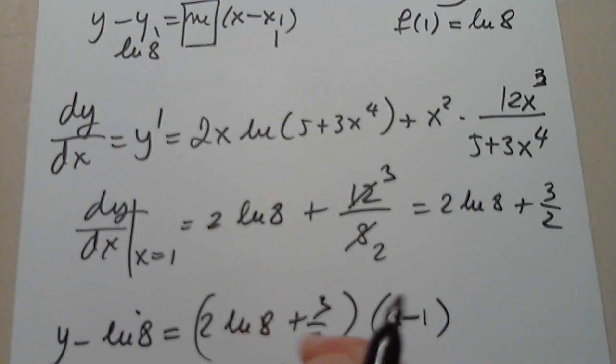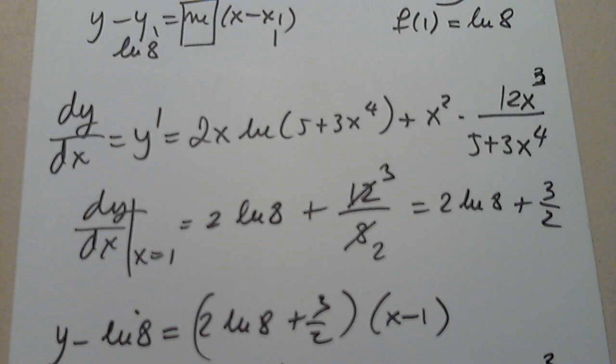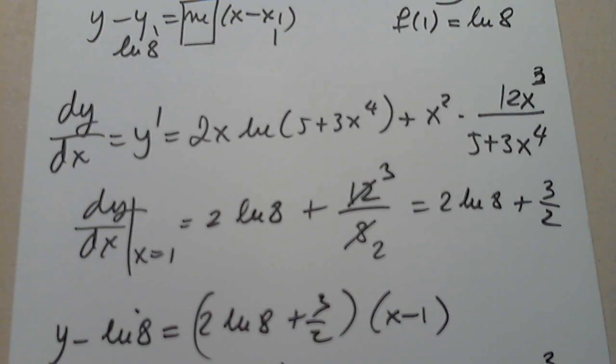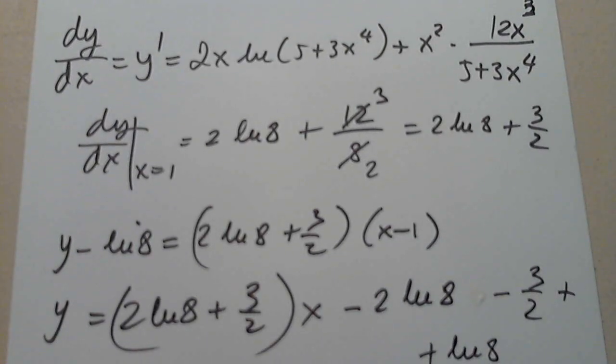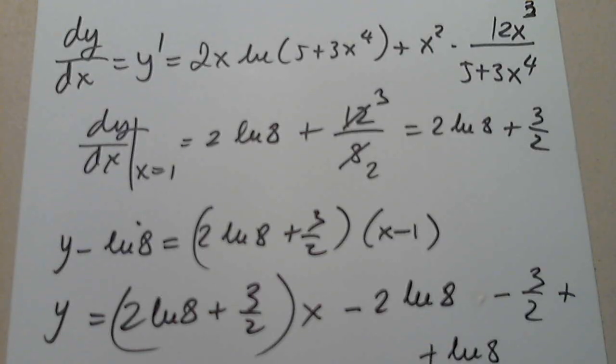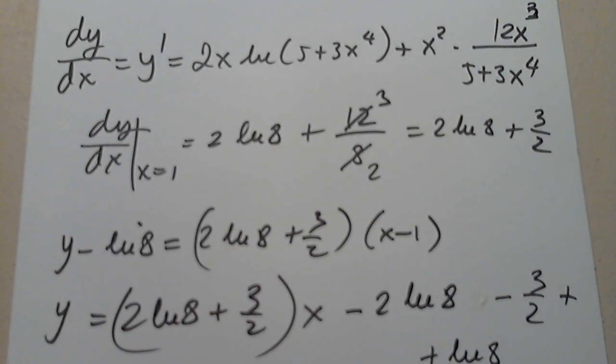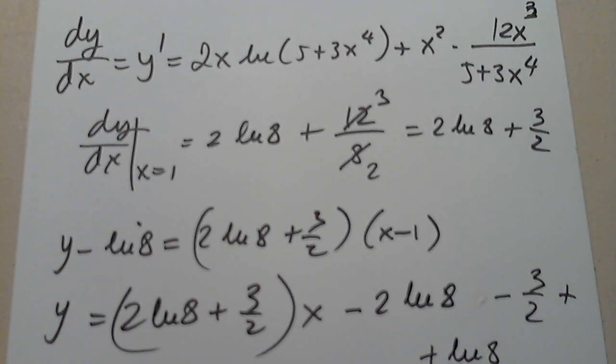But I have to distribute negative 1, so I have negative 2 natural log 8 and minus 3 halves and plus natural log 8. So I can only combine like terms, the negative 2 natural log 8 with positive natural log 8. And that's it. And there is nothing else I can do here. So y equals 2 natural log 8 plus 3 halves x minus natural log 8 minus 3 halves. And this is it.